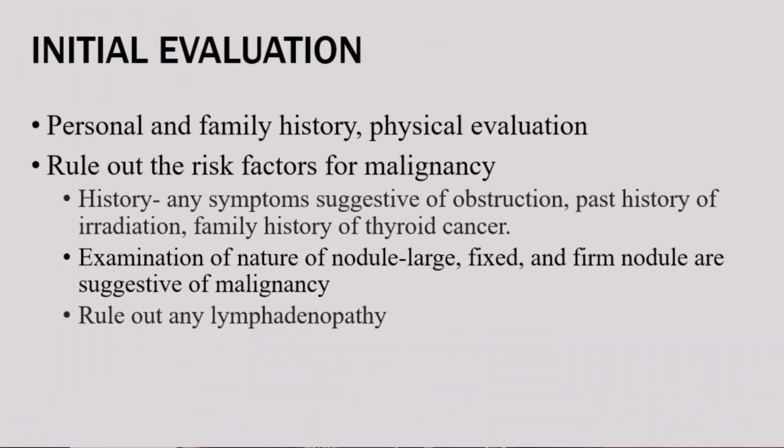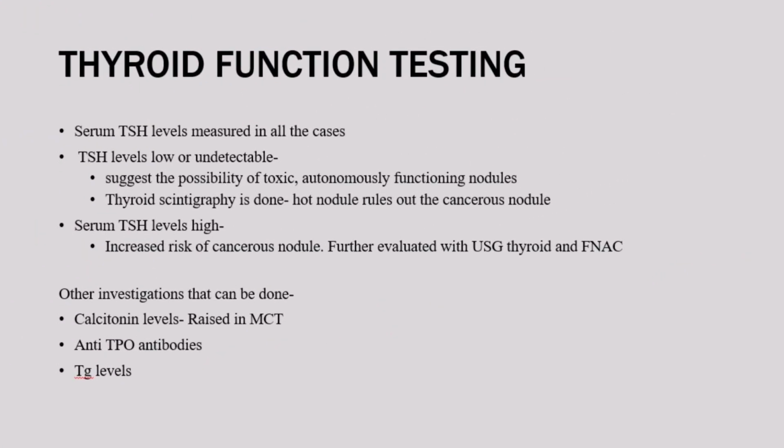Now, the initial investigation. In every case, you have to go through a thorough personal and family history with physical evaluation. This is important to rule out any risk factors that are present for malignancy. In history, look for any symptoms suggestive of obstruction, past history of irradiation, family history of thyroid cancer, and on examination, you have to describe the nature of the nodule, whether it is large, fixed, firm, which are always suggestive of malignancy, and any lymphadenopathy.